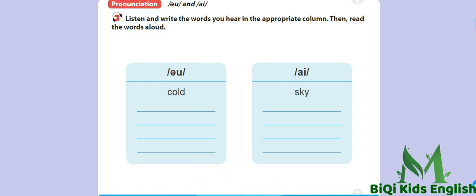Unit 9. Page 28. A closer look, 1. Activity 3. Listen and write the words you hear in the appropriate column. Then read the words aloud.